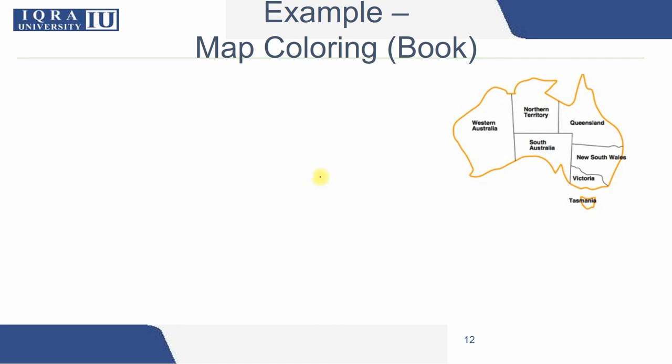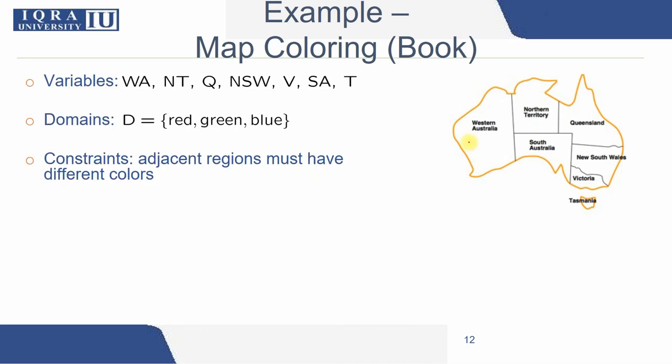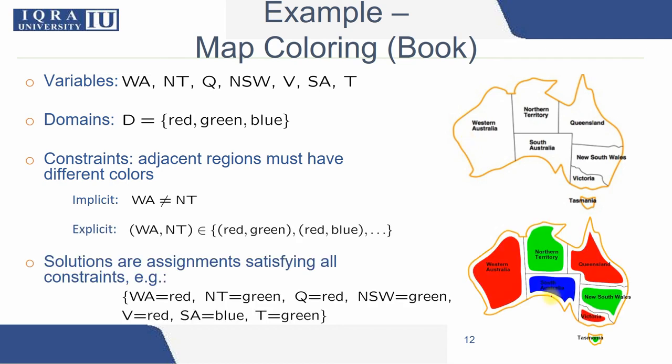So again, the same map coloring problem. We have these 6-7 regions of Australia, and we want to color them so that no adjacent region has the same color. Again, the variables could be the regions, the domains could be red, green, and blue, and the constraints could be that adjacent regions cannot have the same color. Okay, and what could the solution be? The solution could be this, where you can see one solution. There could be another solution, you can find many solutions, but this is one solution that satisfies all the constraints.